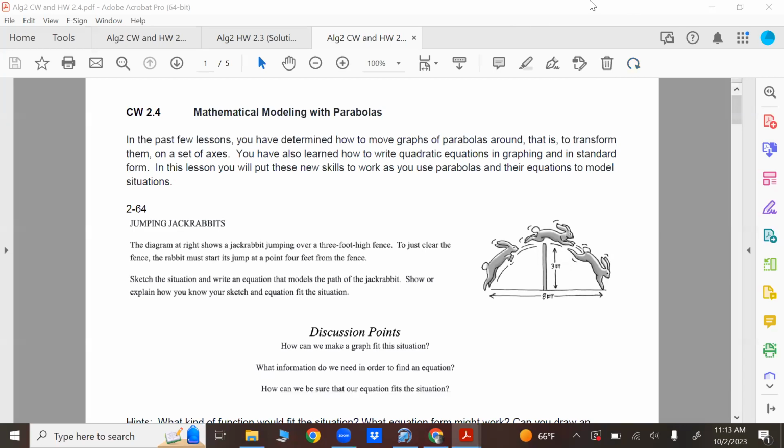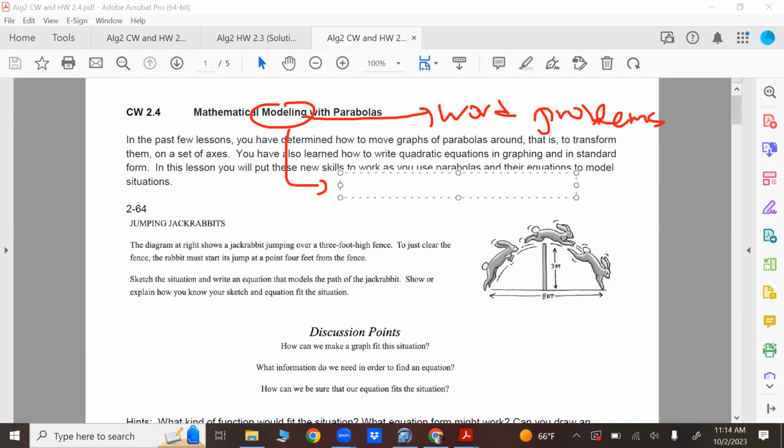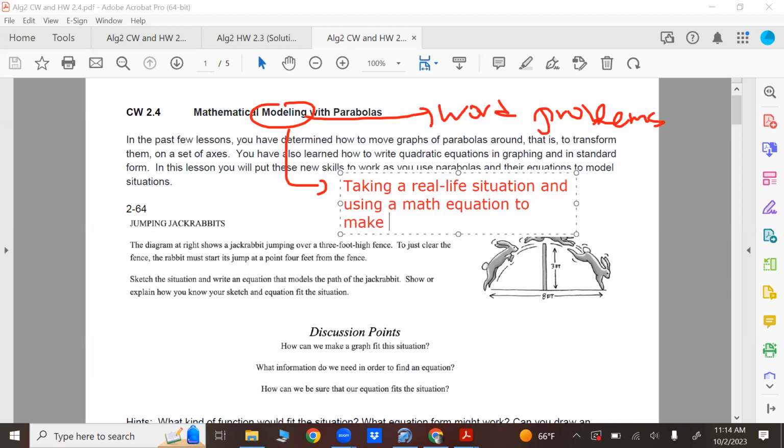So when you see modeling, that's what it really means. It means that you're taking a real life situation and you're using an equation to understand that situation. That's what it means. So just in more layman's terms, modeling means taking a real life situation and using a math equation to make sense of that situation. That's what modeling is.